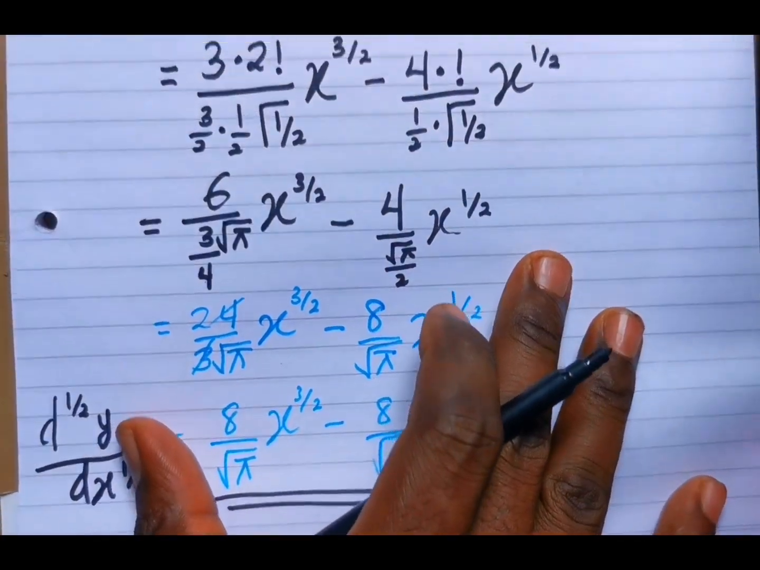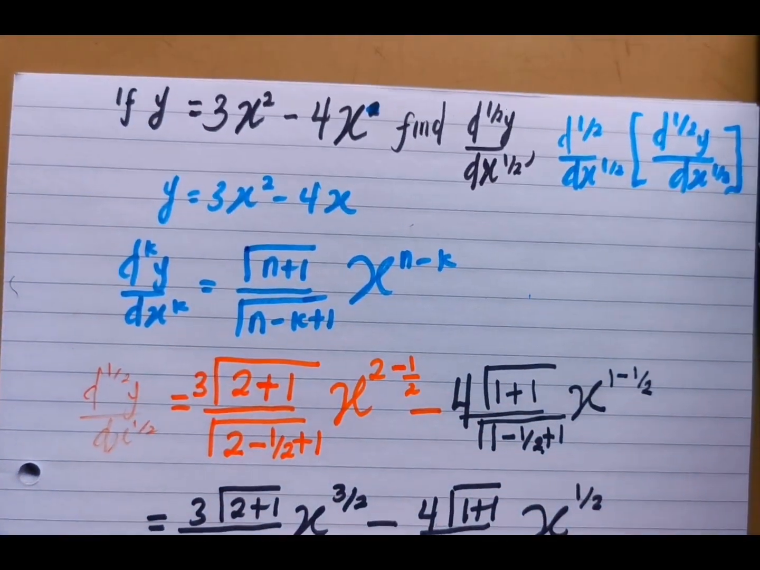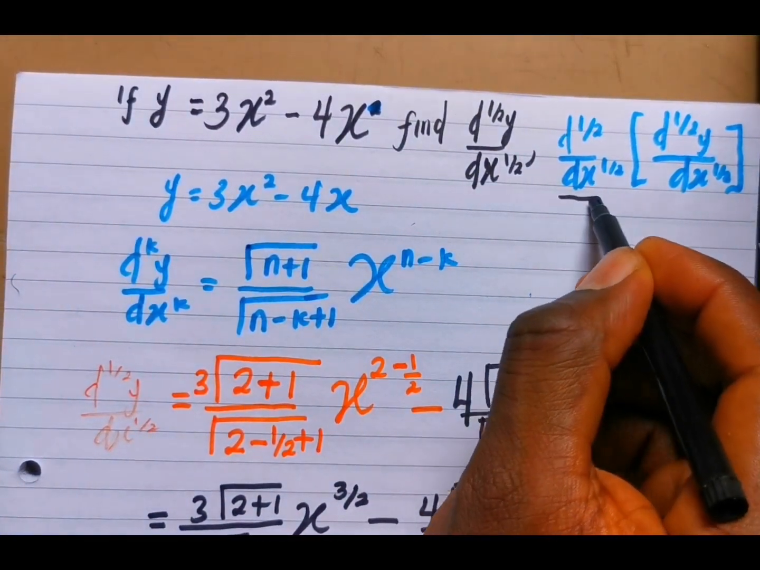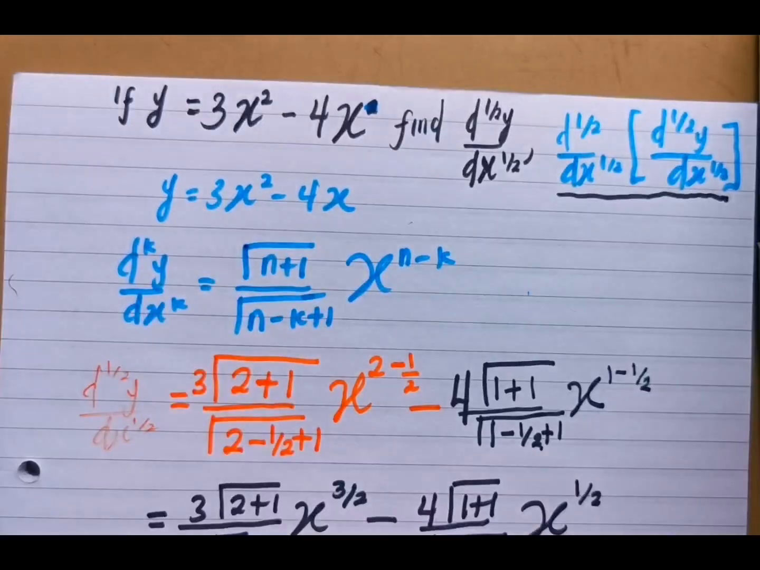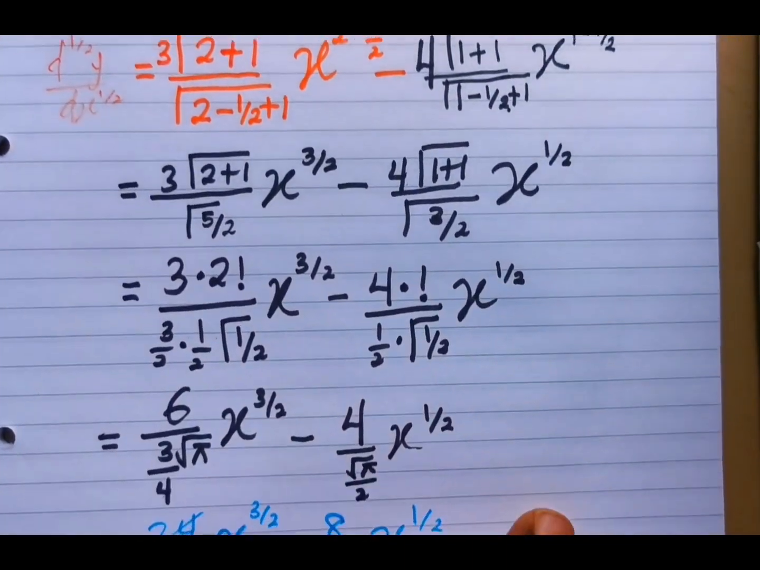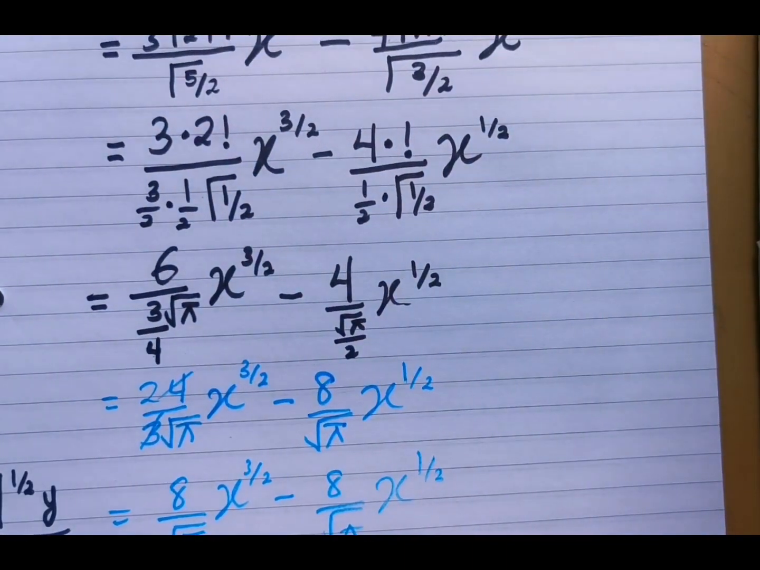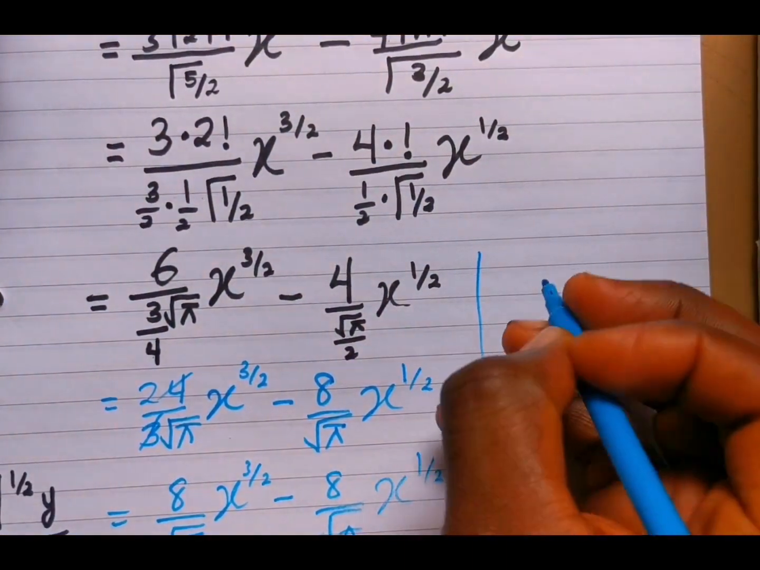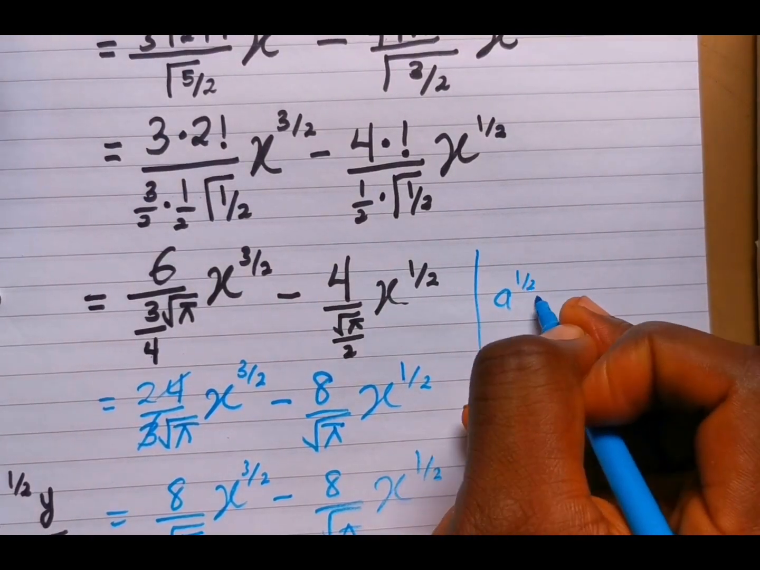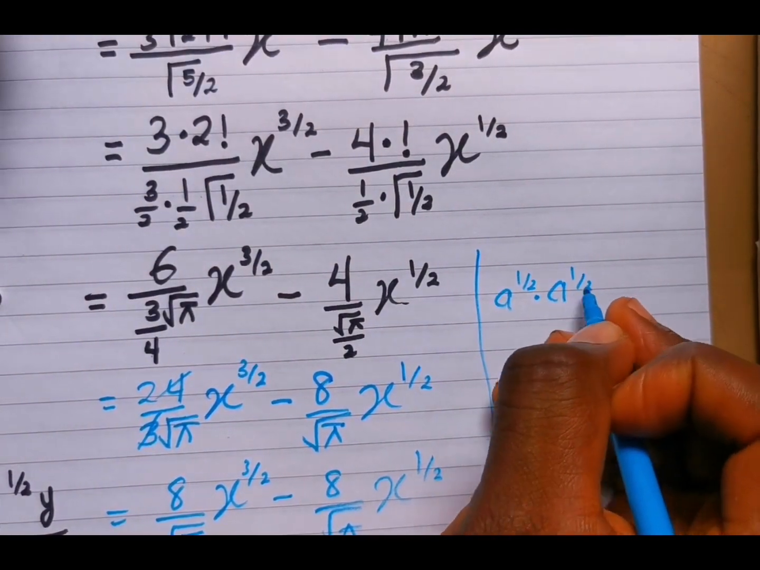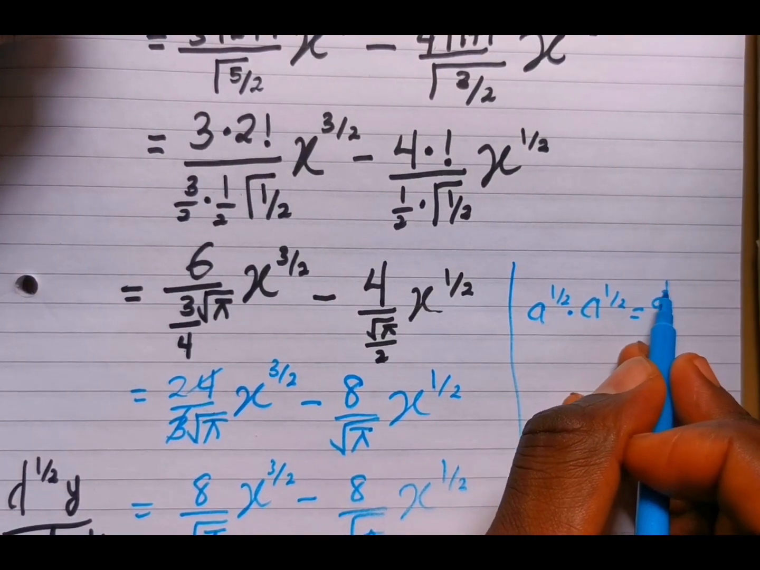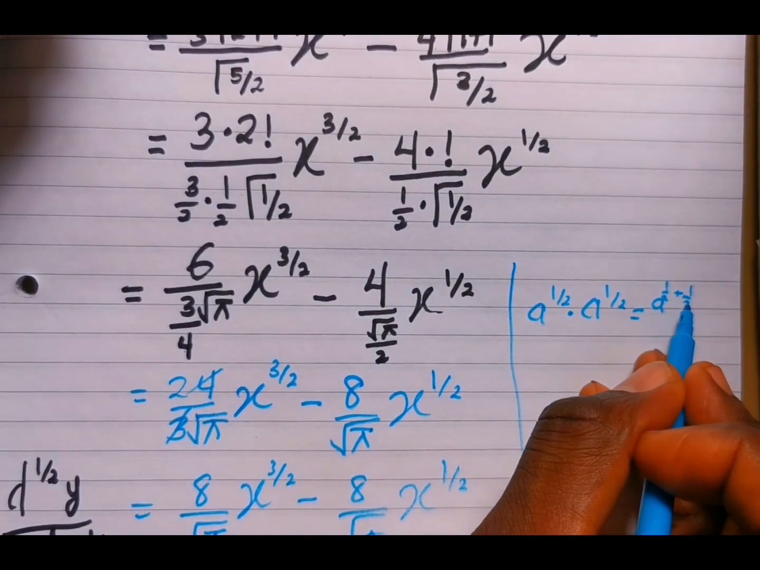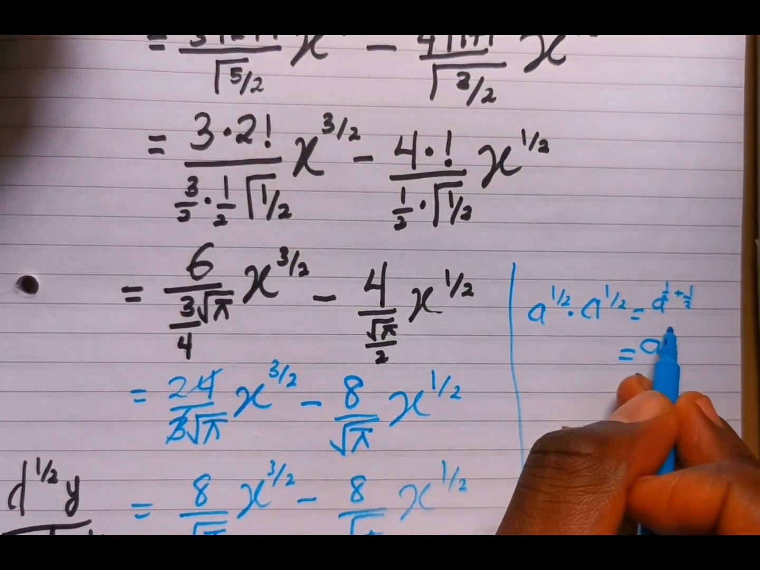But the second question says that we should find the half order derivative of the half order derivative of the given function. How are you going to solve this, guys? Recall that whenever we have a raised to the power of 1 over 2 times a raised to the power of 1 over 2, this is the same thing as a raised to the power of 1 over 2 plus 1 over 2, which is the same thing as a raised to the power of 1.